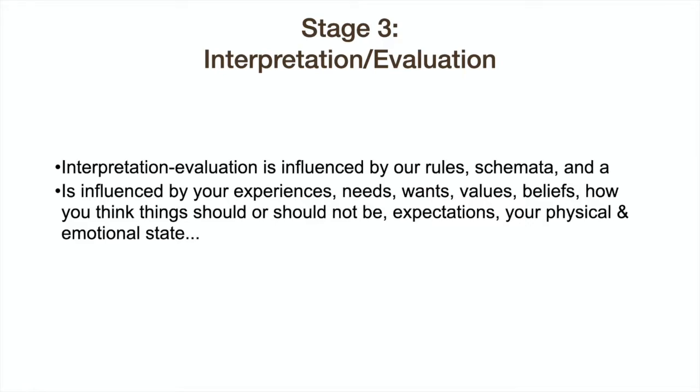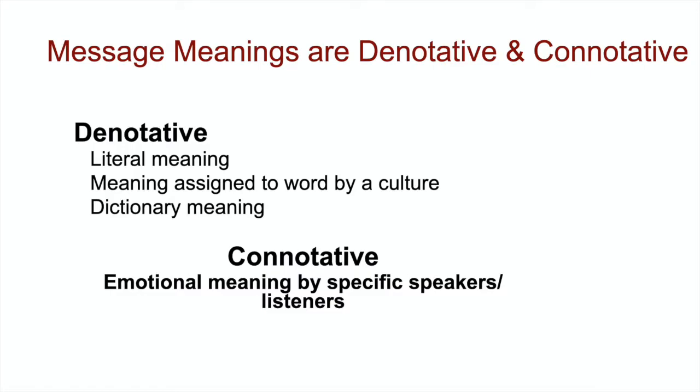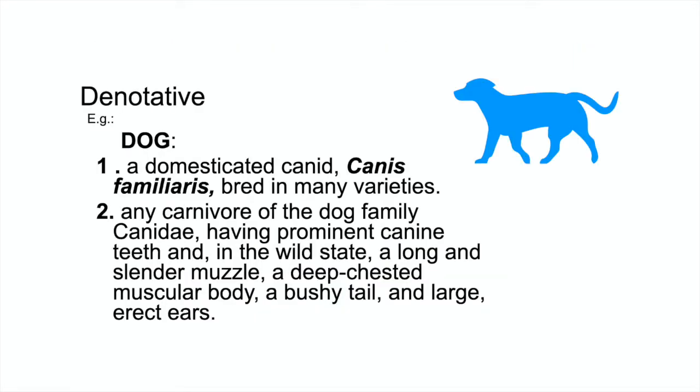Do you know the difference between denotative and connotative? Denotative is basically what the dictionary says. Connotative is what does it mean to you? It's more of an emotional sense. So if I say dog, and we look it up in the dictionary, it says a domesticated canid, any carnivore of the dog family having prominent canine teeth in a wild state and a long, slender muzzle. Is that how you speak to your dog? When I go home, I don't go, oh, hello, Canis familiaris of the canine. I don't do that, right?